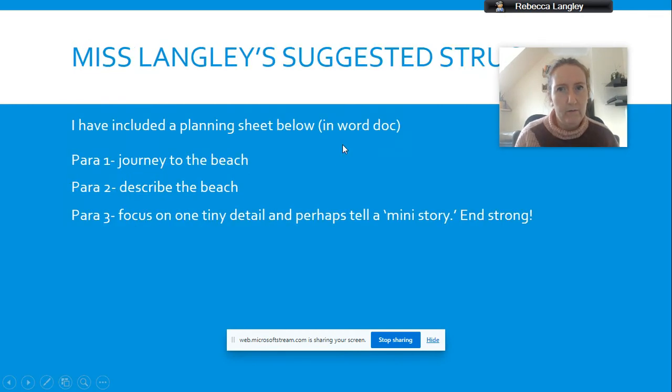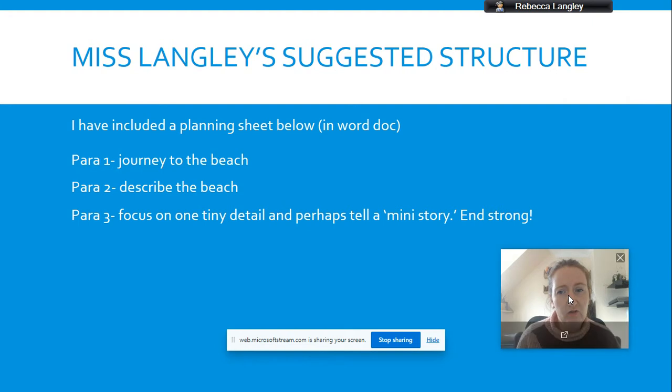Okay, so this is my suggested structure. This is the structure that's in the planning sheet. I would suggest in paragraph 1, you describe your journey to the beach. Paragraph 2 is going to be your real big paragraph in the middle where you describe the beach. Paragraph 3 is going to focus on a tiny detail and perhaps tell a really simple mini story.